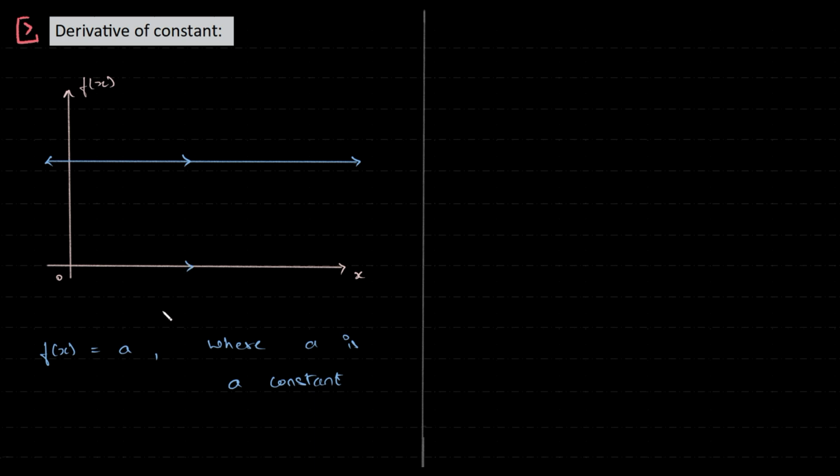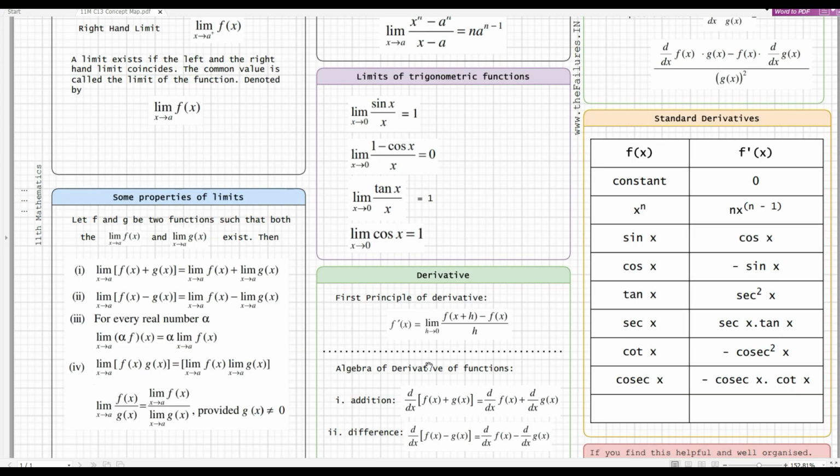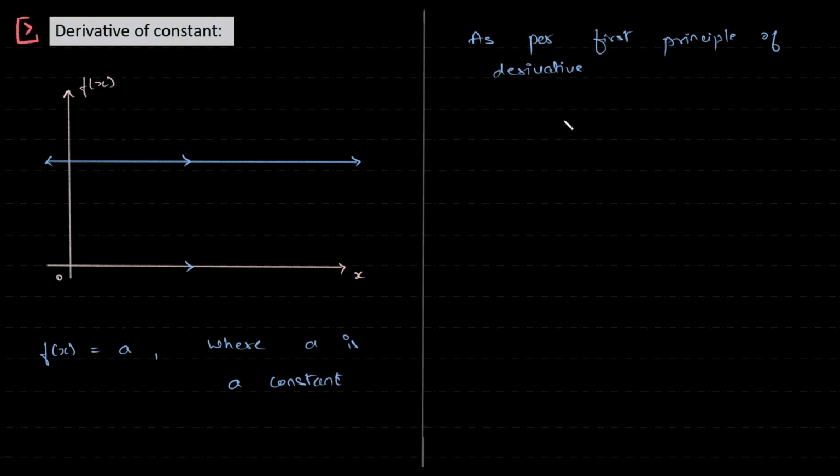So what is the derivative of this? First thing is, we'll write the formula as per the first principle of derivative. What is the formula? Try to recall. You have it over here, right? So we are looking at f prime of x is equal to limit of f of x plus h minus f of x divided by h, as h tends towards 0.